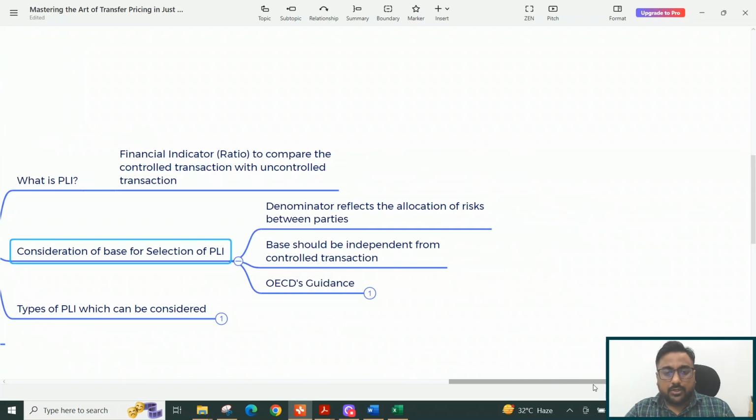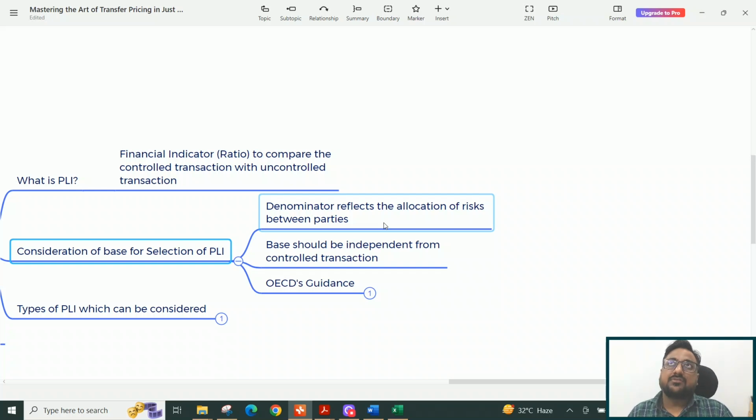Now we need to consider the following things when you select the PLI, which is to be used as an indicator to compare the profits or margins of your taxpayer entity with the comparable entities, right? So the denominator reflects the allocation of risk between the parties. If there is operating profit by operating cost, or operating profit by operating revenue, then the denominator technically should reflect the allocation of risk between the parties, right?